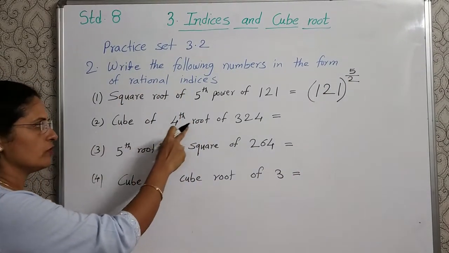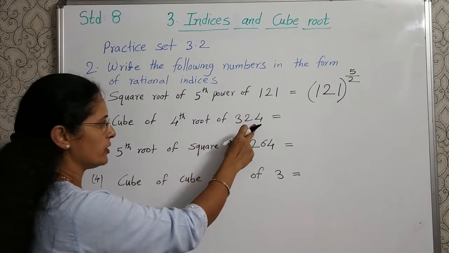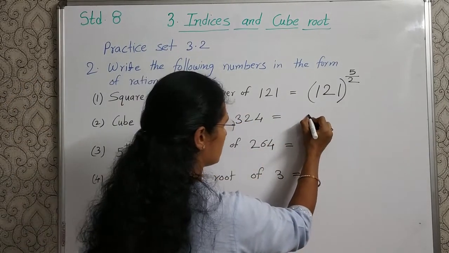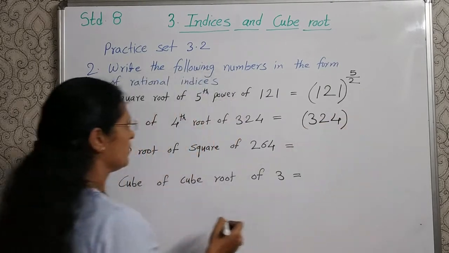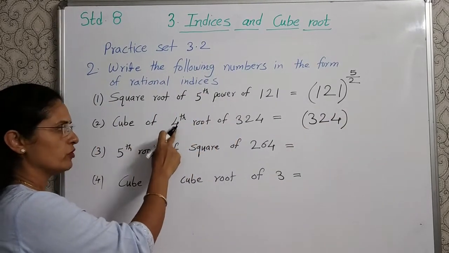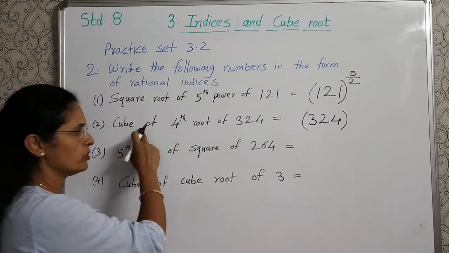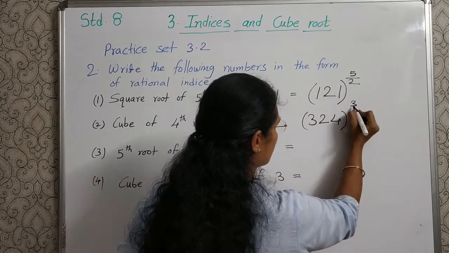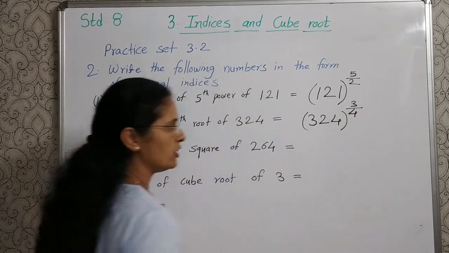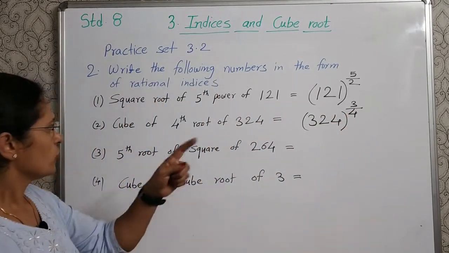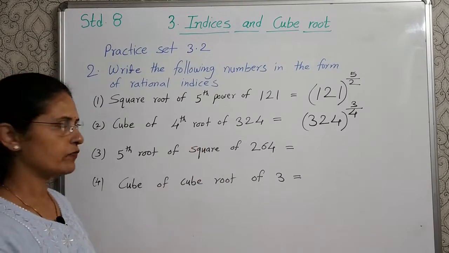Second, cube of 4th root of 324. So 324 is the base. So write it first, 324 base. Now cube of 4th root. So cube, 3 is in the numerator and 4th root, so 4 in the denominator. So this is cube of 4th root of 324.